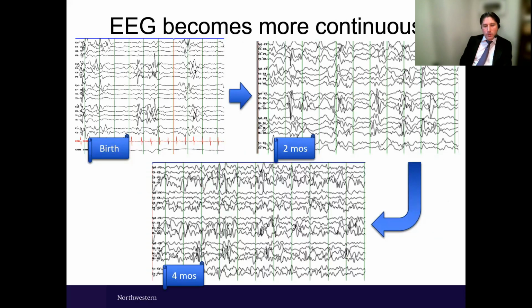Here's a slide showing this child's evolution of EEG, which I think is important for parents to understand. You have this burst suppression pattern at birth, which then at a couple of months of age you can see is getting more continuous. So when your doctor says it's getting more continuous, you can see the difference between the bursts and the suppression. Now there are some bursts and some hint of suppression. And then in the four-month-old EEG, you can see that it's more or less continuous, and the spikes are starting to decrease.